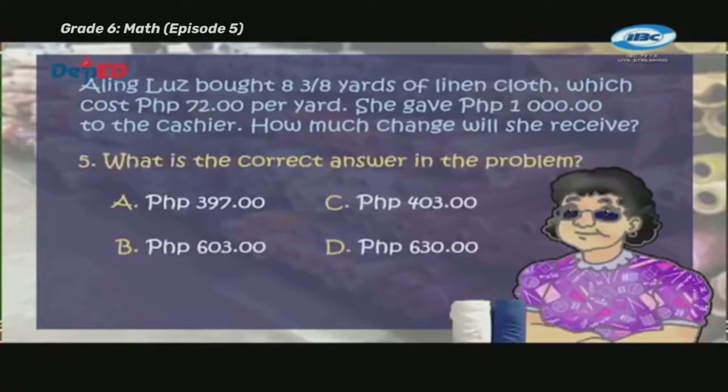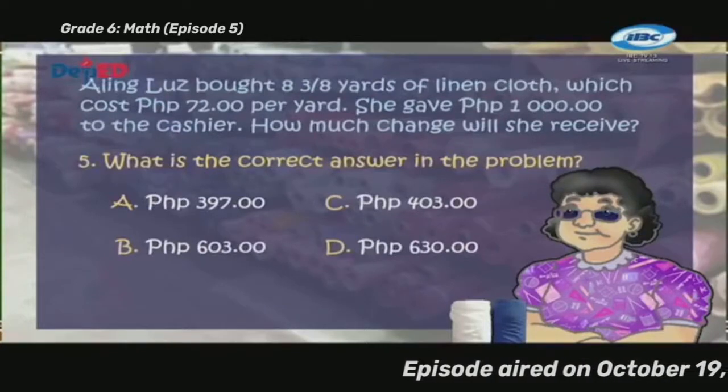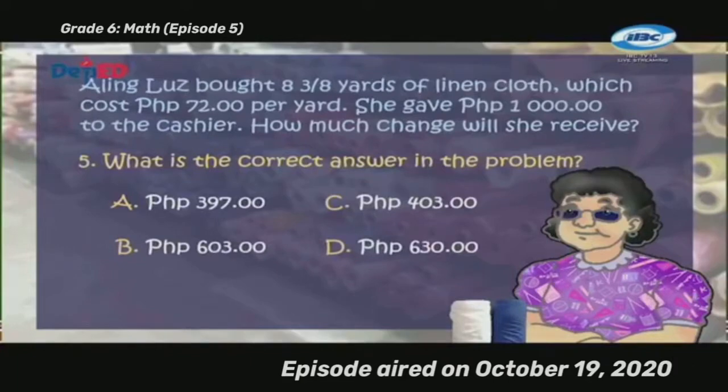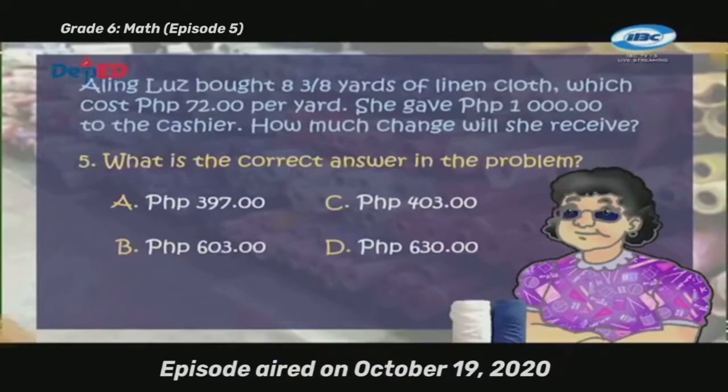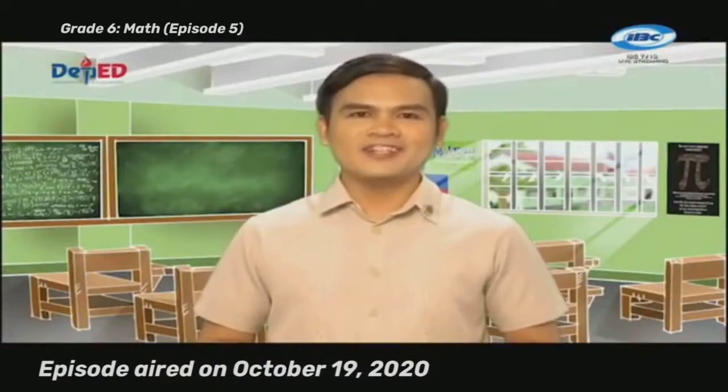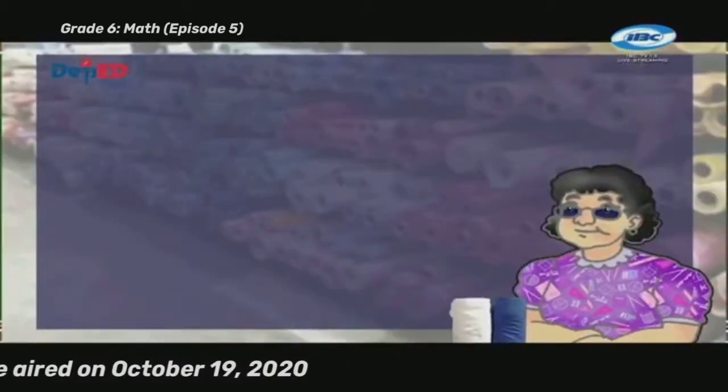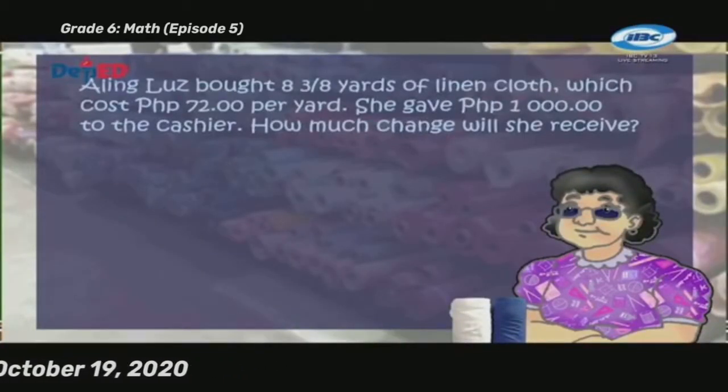Number 5. What is the correct answer in the problem? A. 397 pesos. B. 603 pesos. C. 403 pesos. Or letter D. 630 pesos. Alright, let us check your answer. Aling Luz bought 8 3/8 yards of linen cloth, which cost 72 pesos per yard. She gave 1,000 pesos to the cashier. How much change will she receive?